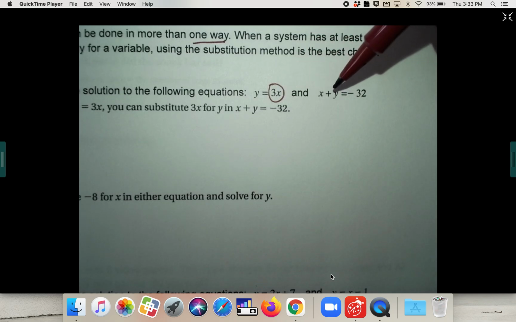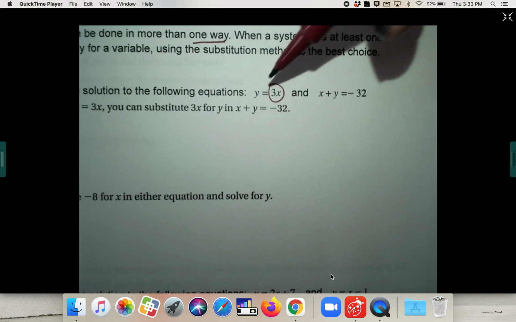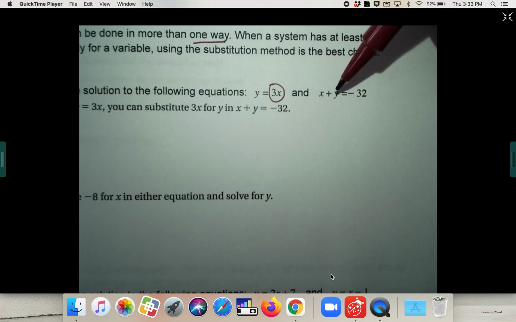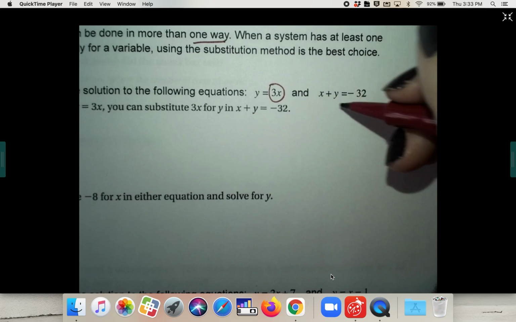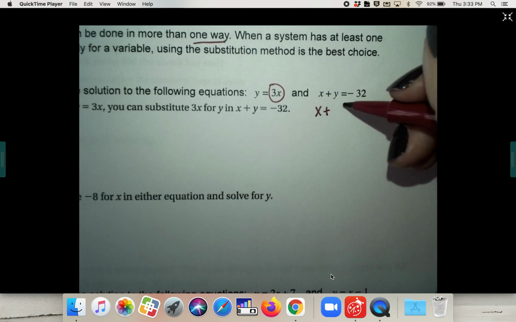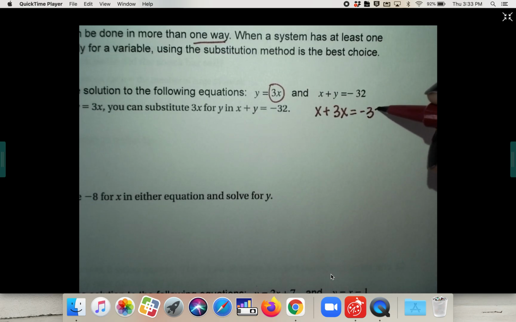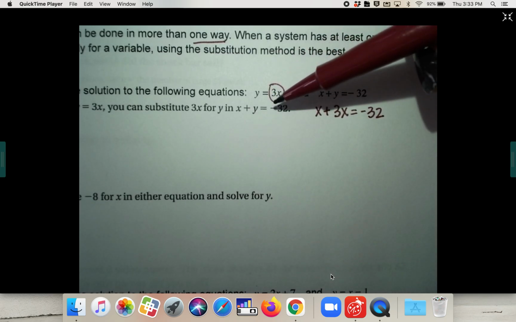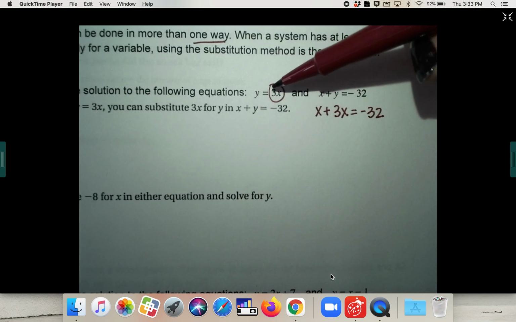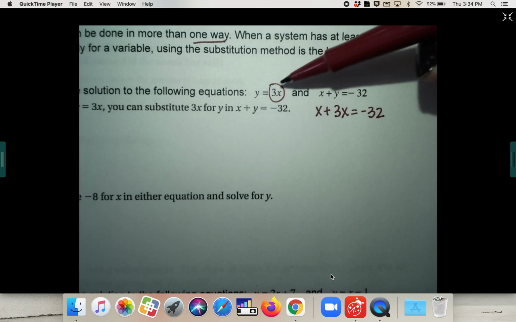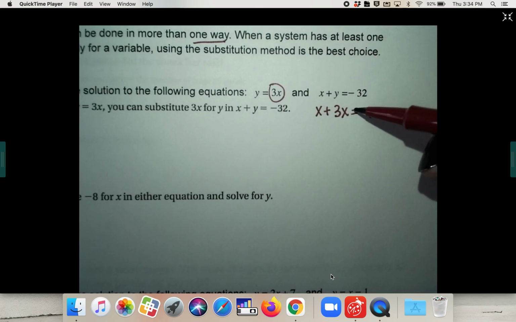So I want you to look at this. Try to envision it in your head. This is actually x plus, not y, but what y equals, which is 3x. So x plus 3x equals negative 32. So that's what we're going to write. We're going to write x plus, no longer y, but 3x equals negative 32. And what we have done just now is we have substituted what it told us y equals for what y is. So we have substituted 3x in for y. Okay, and let's keep going.